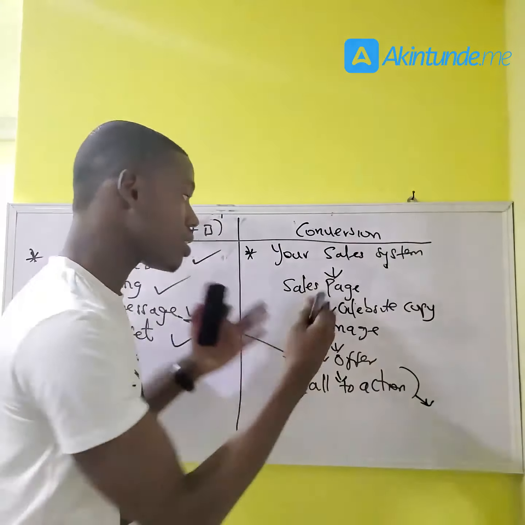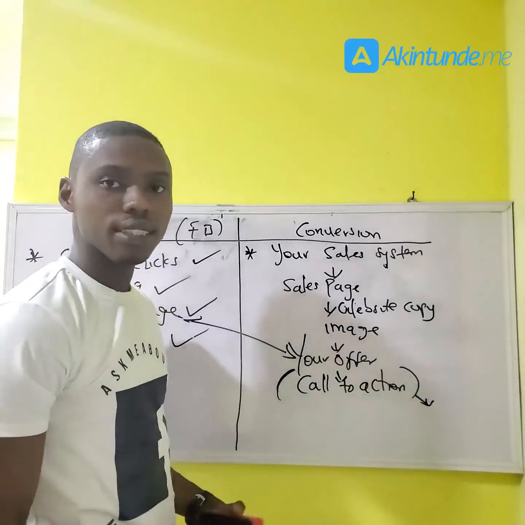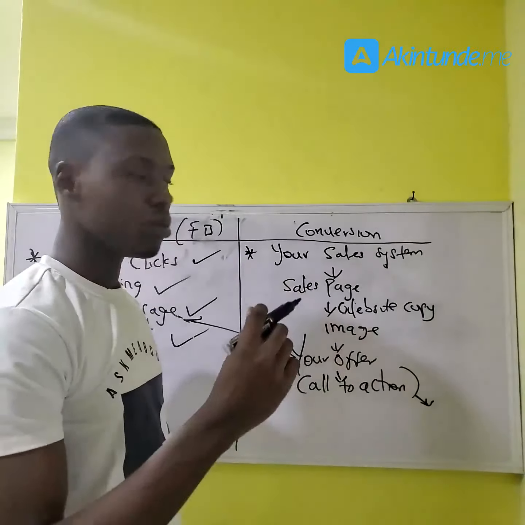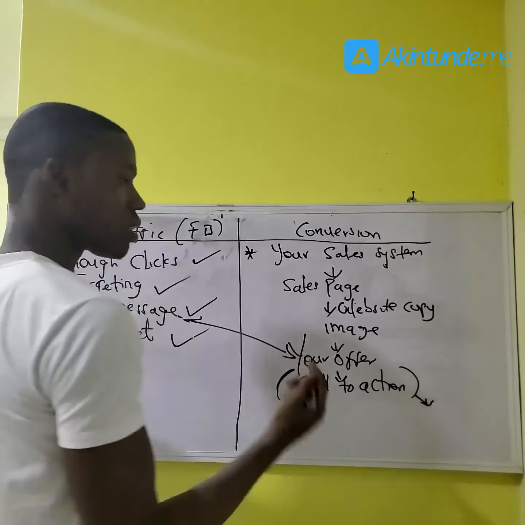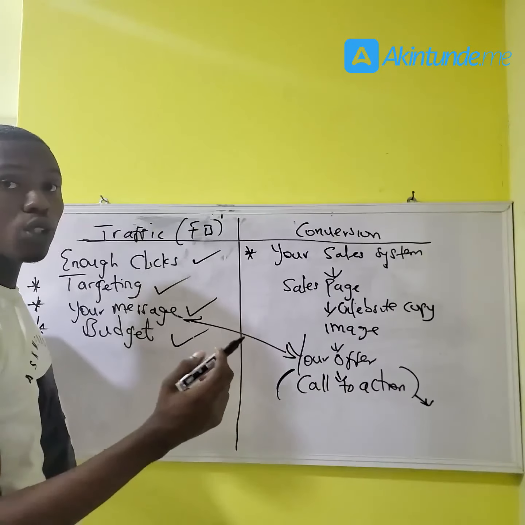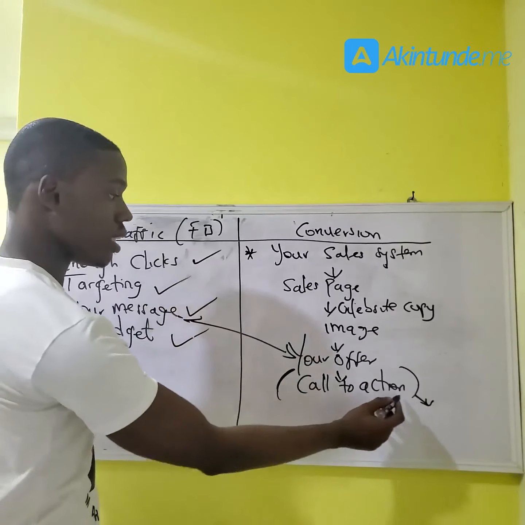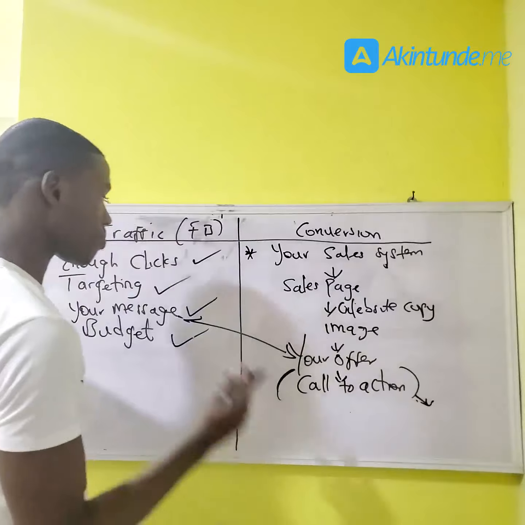Once you break all this down the way I did here, you'll be able to dissect your advertising campaign. You'll be able to say, okay, we are getting enough clicks, but it looks like we are not getting the right set of people. How will you know if you are not getting the right set of people?